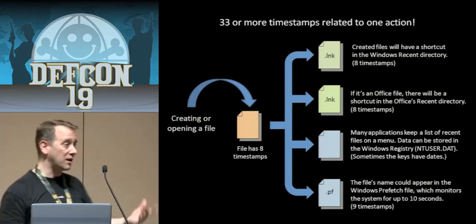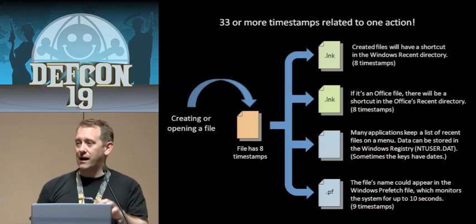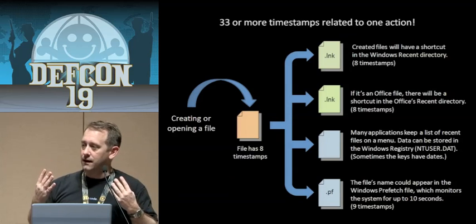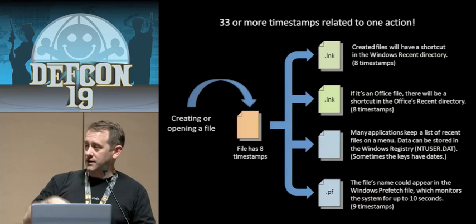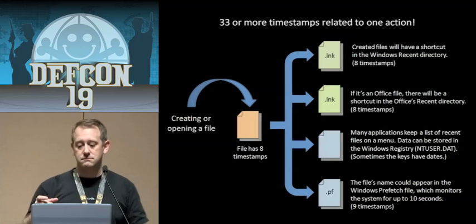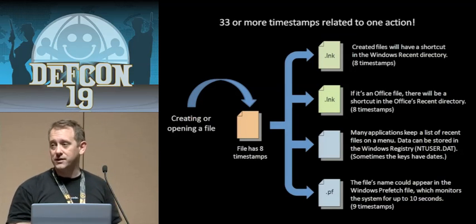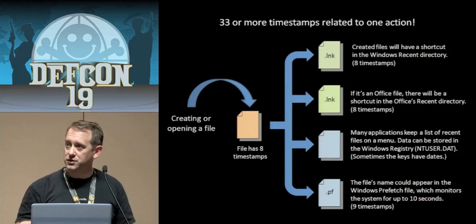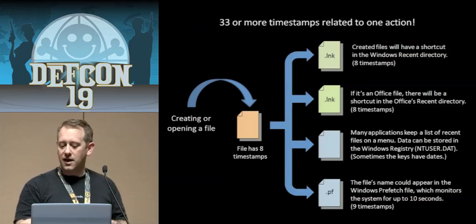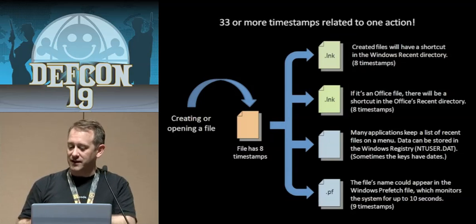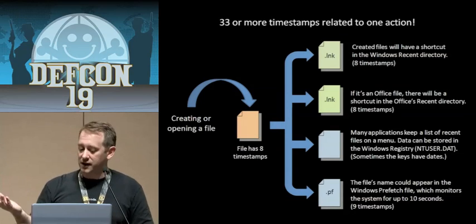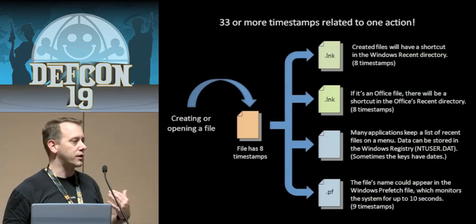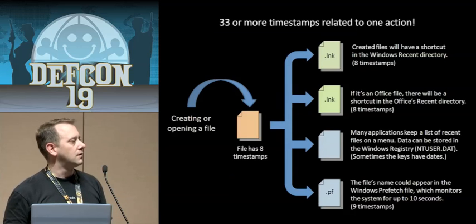Whenever we open or create a file on a Windows-based system, the file itself is going to have 8 stamps, right? 4 in standard information, 4 in file name. The shortcut that gets created in My Recent Documents is going to have 8 timestamps. If it's an Office file you've decided to snoop and open, something that belonged to your boss, your coworker, your friend, your spouse, your neighbor, whatever, that's going to have 8 timestamps. Then there are registry entries, and don't forget the prefetch, that's going to have 9 timestamps. So now we have to worry about 33 timestamps. Wow.